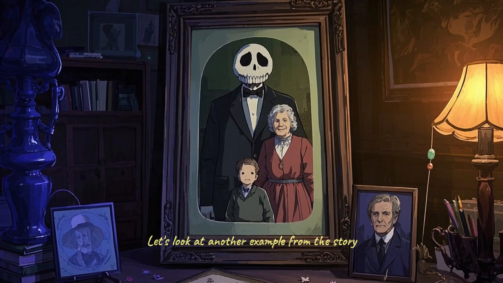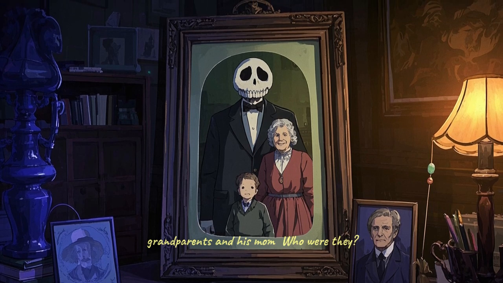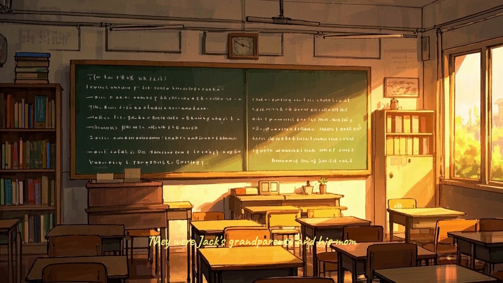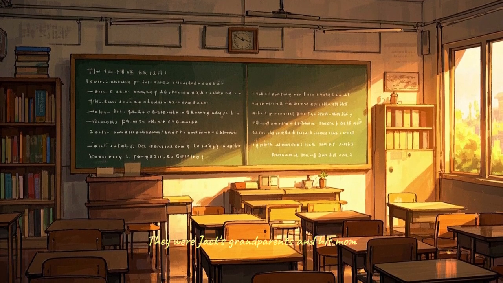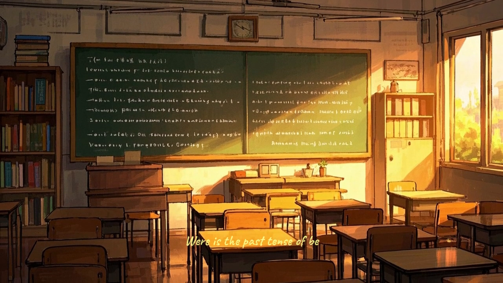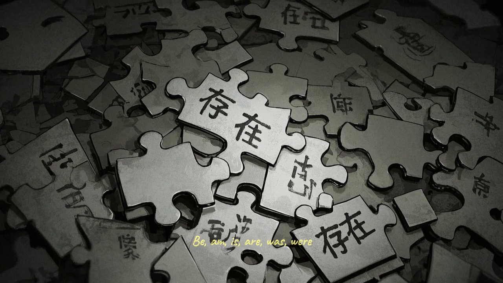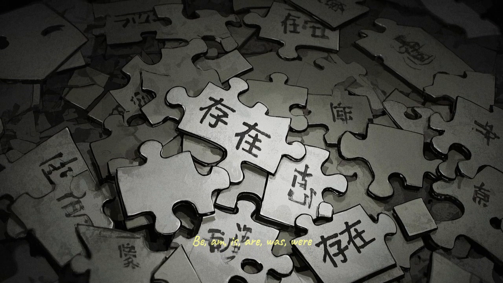Let's look at another example from the story. They were Jack's grandparents and his mom. Who were they? They were Jack's grandparents and his mom. This is an example of the past tense of be. Were is the past tense of be. Be, am, is, are, was, were.